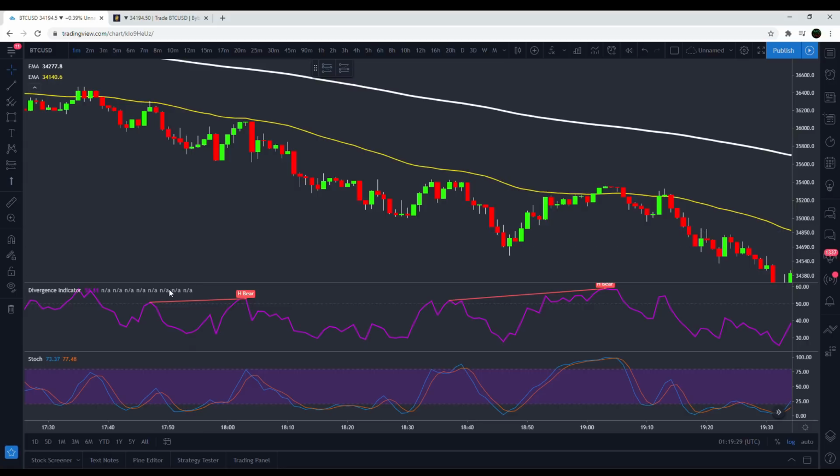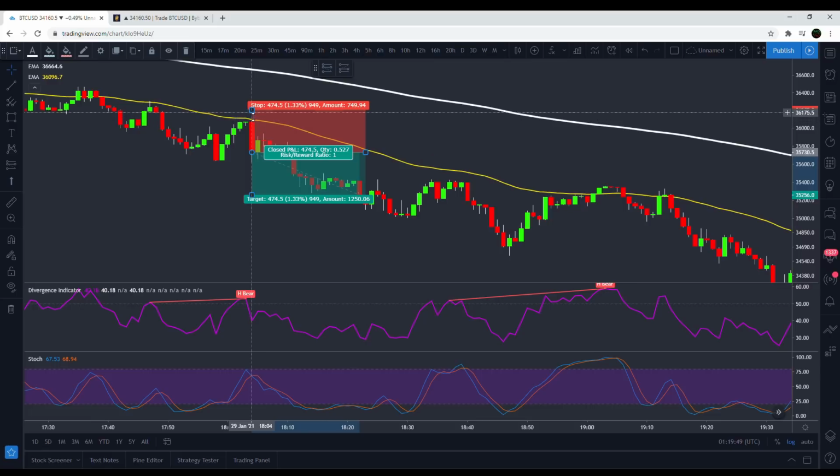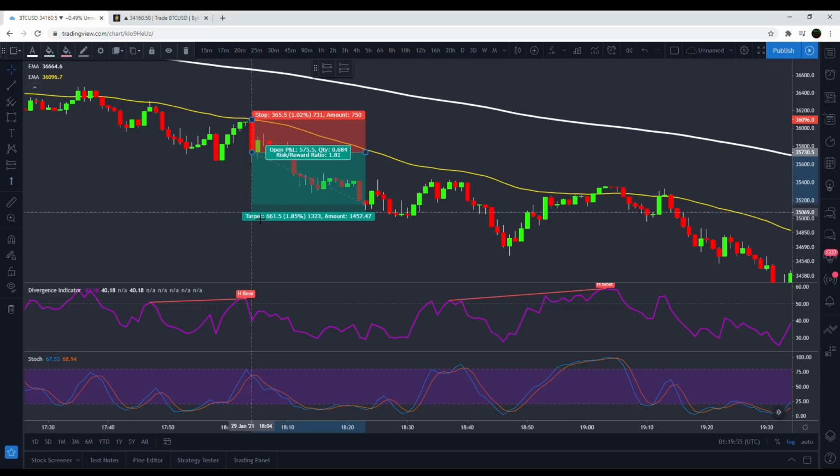So in this example, we get a hidden bearish divergence signal right here on this candle. The next thing you look for after you find the hidden divergence is a stochastic cross in the direction of that divergence signal. So cross down on the stochastic happens on this candle. Then you're going to place your entry and put the stop loss just above the swing high before that entry. You're going to target 2 times the risk, and that is the full strategy.